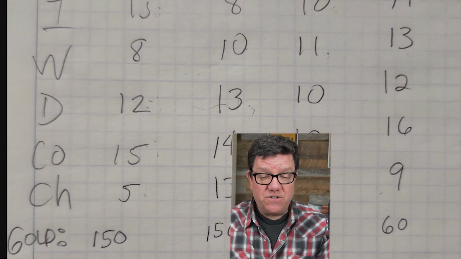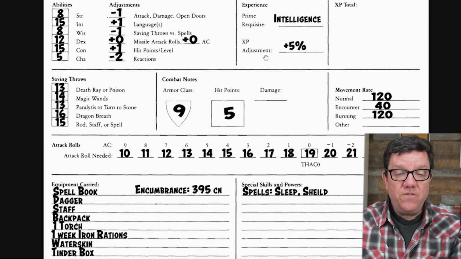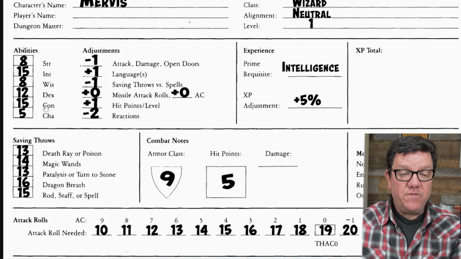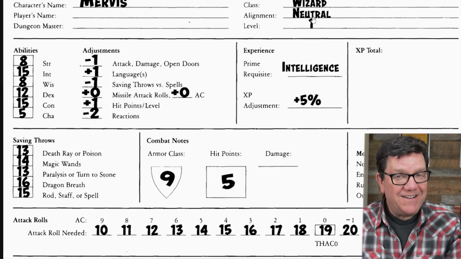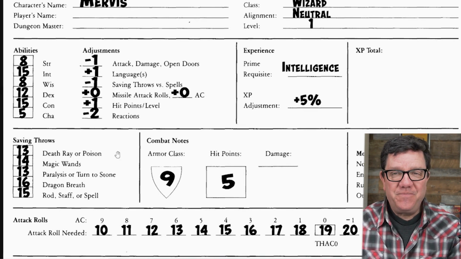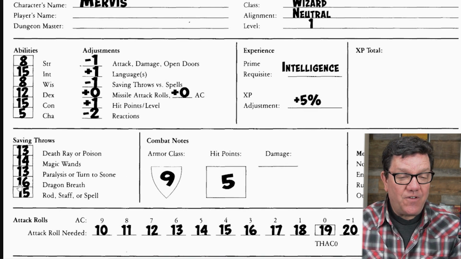So let's look at these characters that I rolled up. First, we have the magic user, okay? There's his characteristics. There are the adjustments. I made this person neutral. I sort of did this because they have the 5 charisma. Here's all their saving throws.